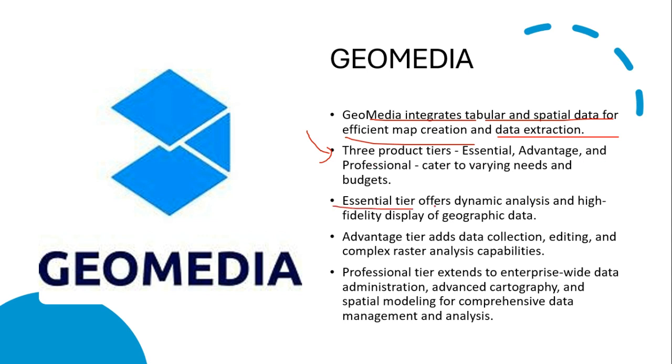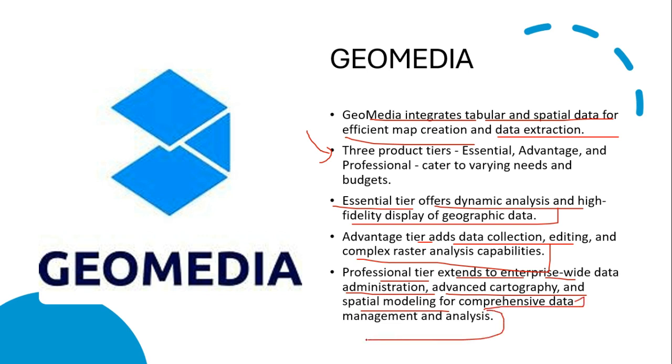So the Essential tier offers dynamic analysis and high fidelity display of geographic data. The Advantage tier adds the data collection, editing and complex raster analysis capabilities. And the Professional tier extends to enterprise wide data administration, advanced cartography and spatial modeling for comprehensive data management and analysis. So this is the basic workflow of GeoMedia that depends on its different tiers.